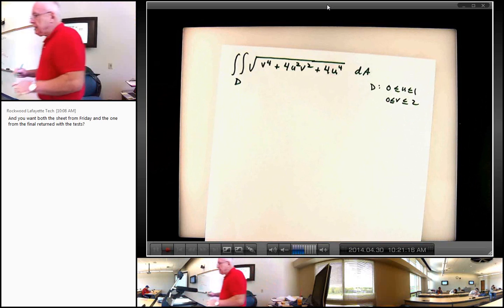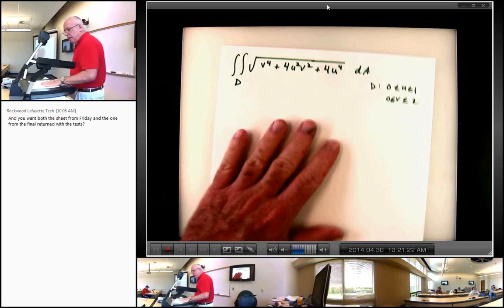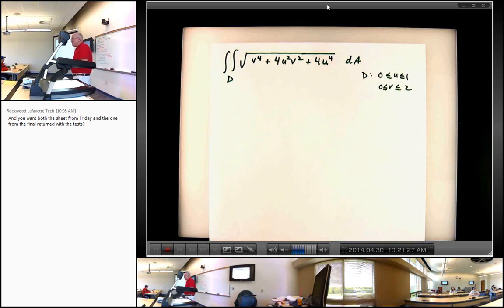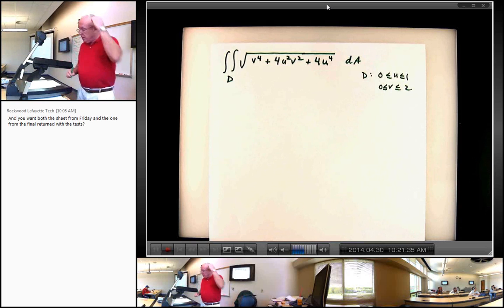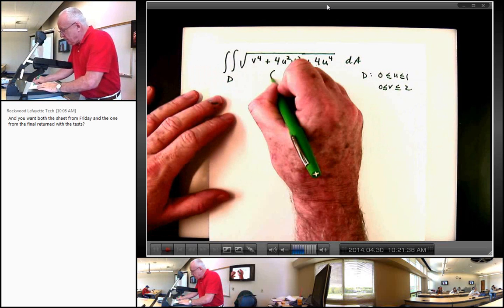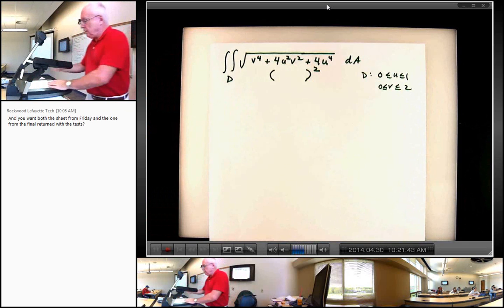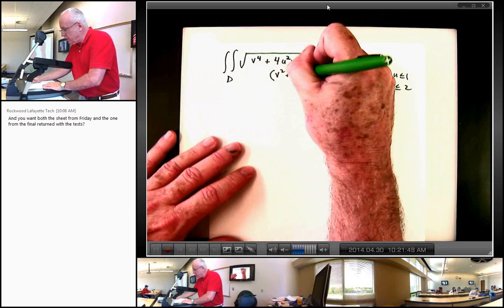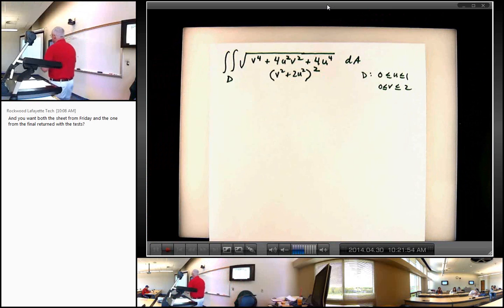All right, now looking at this thing, and hopefully you're going to figure out that we're not being too unkind here, that actually inside that square root, that's really the square of an expression, all right? So can anybody figure out what this is the square of? Yeah. V squared plus 2u squared, and that whole thing is squared. And if you FOIL it out, you'll realize that that is the case.